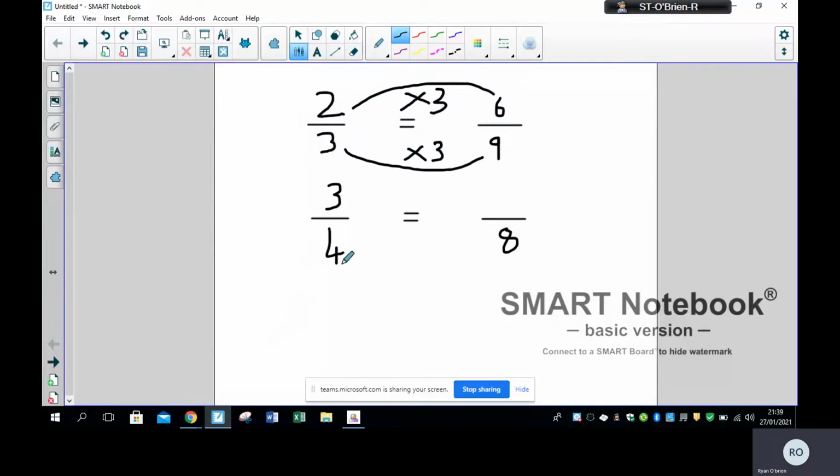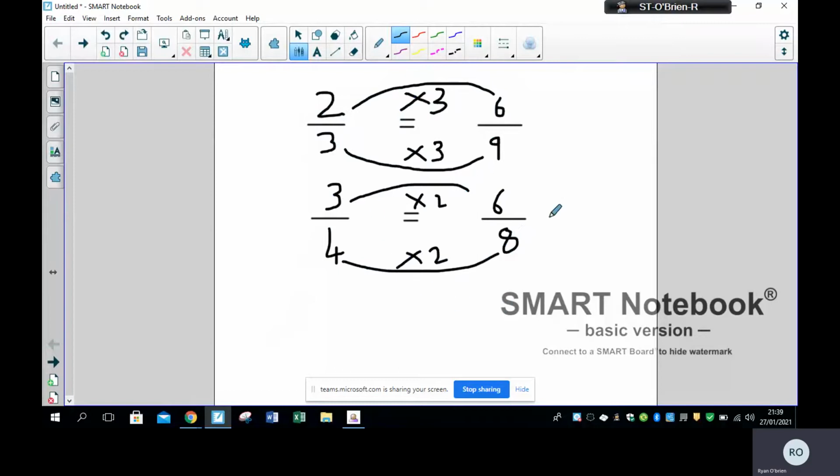And it's the same for this one. The only difference is we've been given the denominator. Now to get from 4 to 8, I've had to times by 2. 4 times 2 is 8. So I know I need to do the same for the numerator. 3 times 2 equals 6. And 3/4 are the same as 6/8.